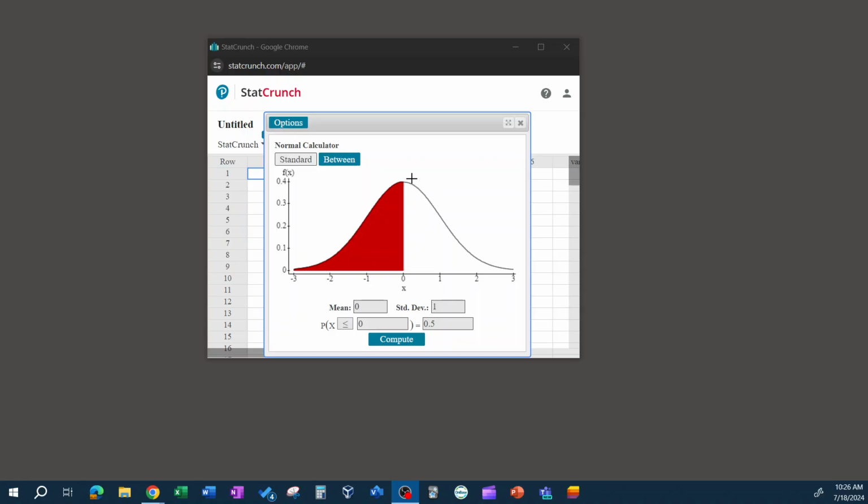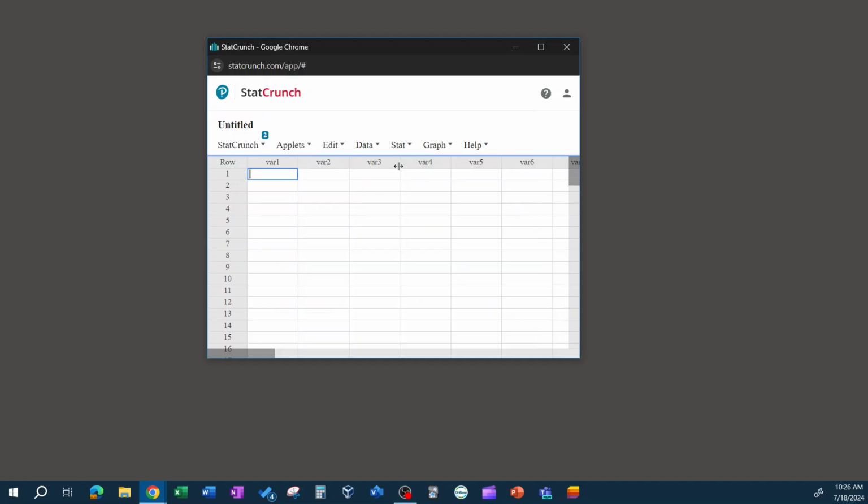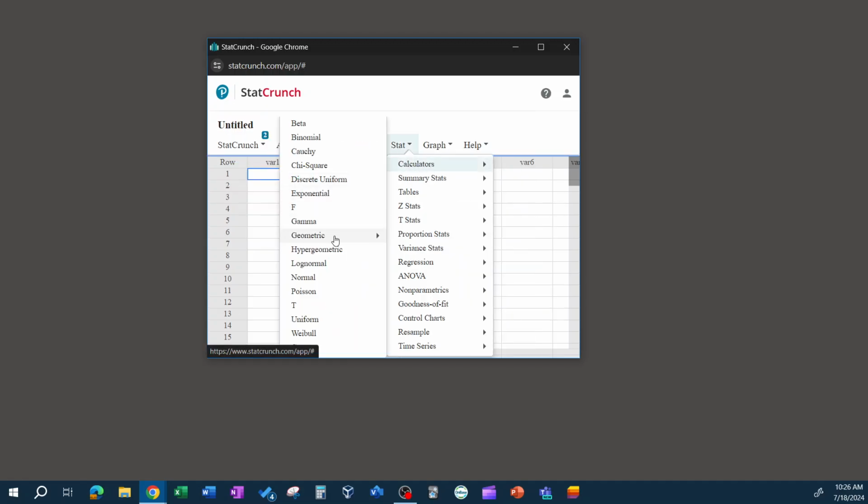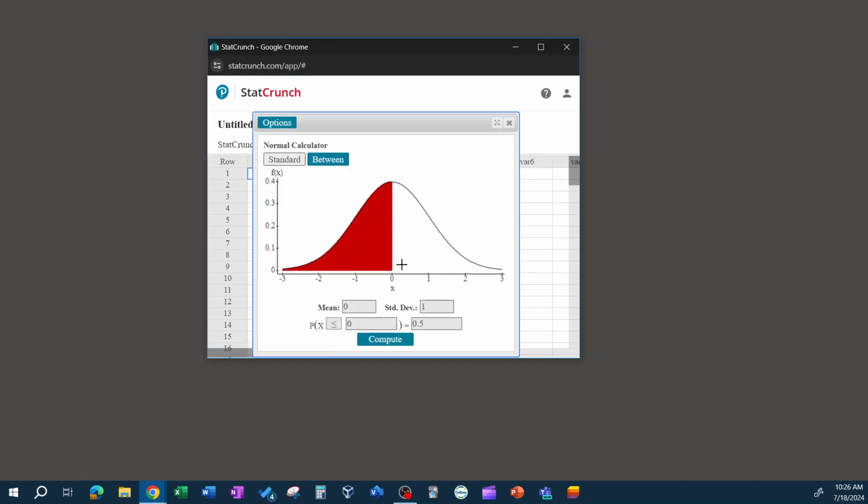I think you really have to go through your homework problems and make sure you know how to use StatCrunch on the normal. Remember, this is the normal calculator. Let's see, I'll show you how to get that. Remember, it's stat, calculator, normal. Let's do that again. So it's stat, calculator, normal, right? That's how you get to the normal calculator.